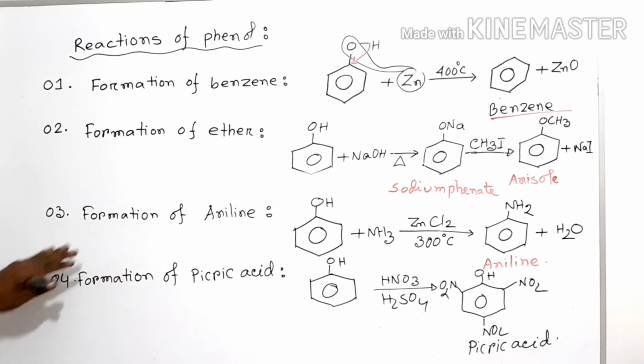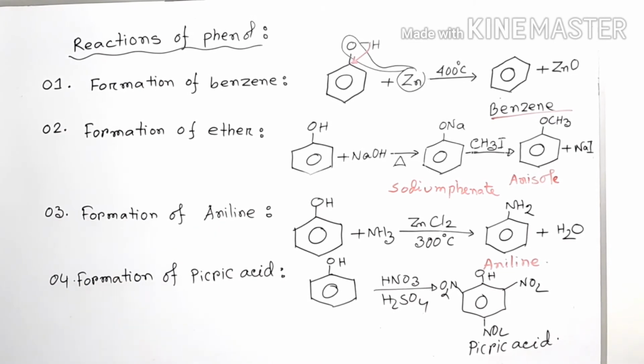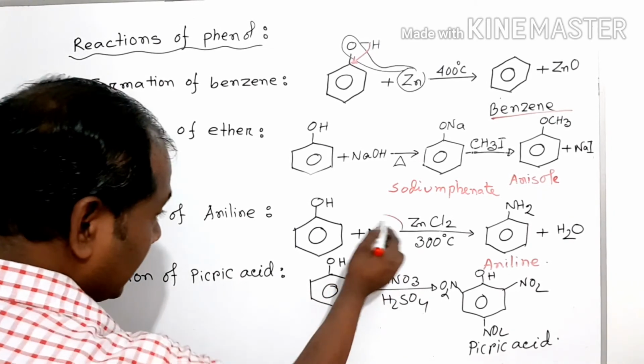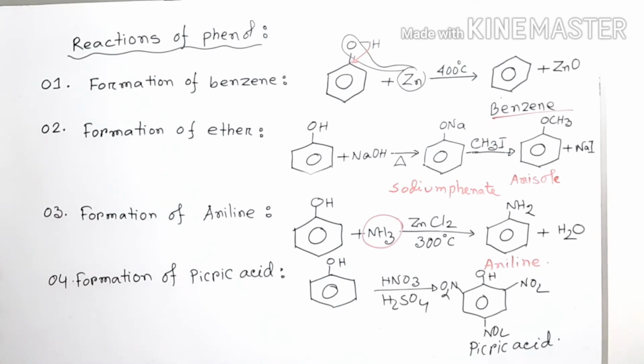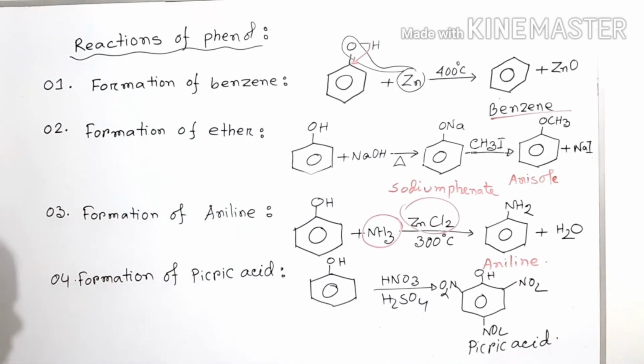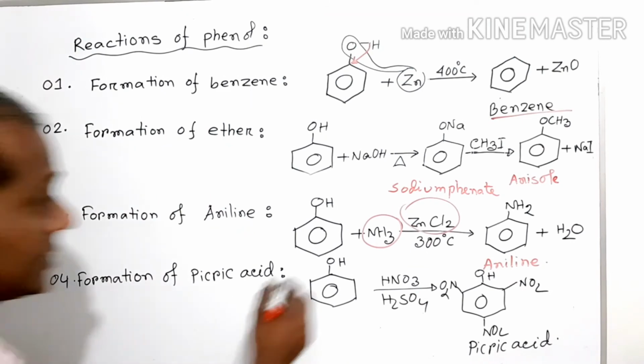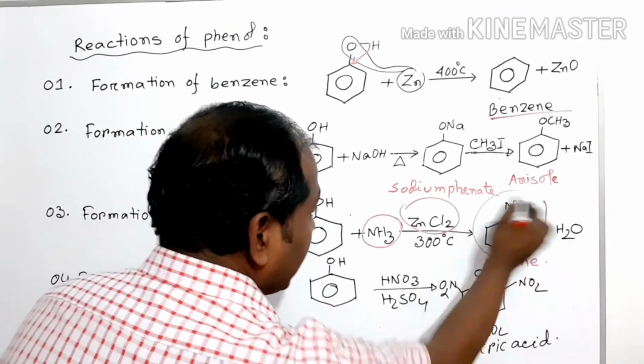Now, formation of aniline. When phenol is heated with ammonia, in the presence of dehydrating agent zinc chloride at 300 degrees centigrade temperature, then it produces aniline.